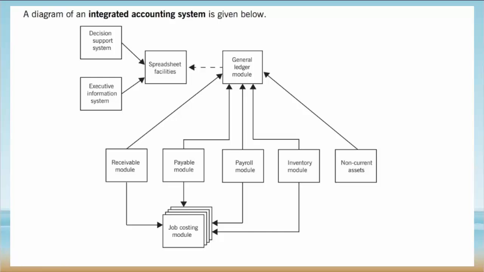If you remember nothing else, remember this. The general ledger is the hub. Receivables, payables, payroll, inventory, and the asset register are the spokes that feed it. Job costing gathers operational costs and revenues across those spokes. And spreadsheets with decision and executive systems sit above, reading trusted numbers from the same hub. That is how an integrated accounting system keeps every part of the business in step, fast, consistent, and audit-ready.